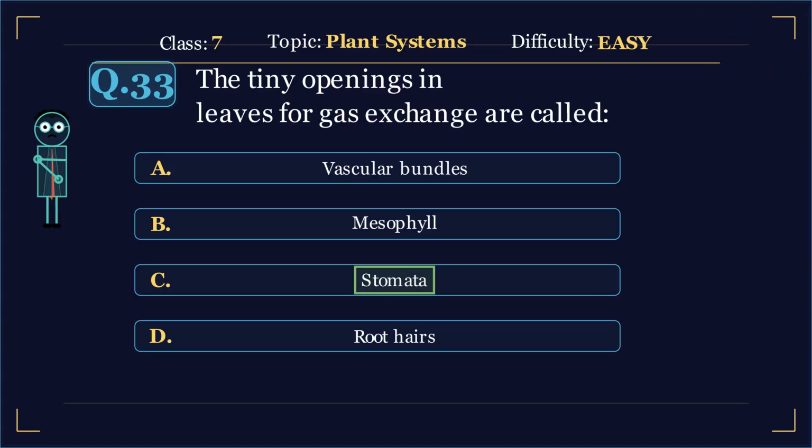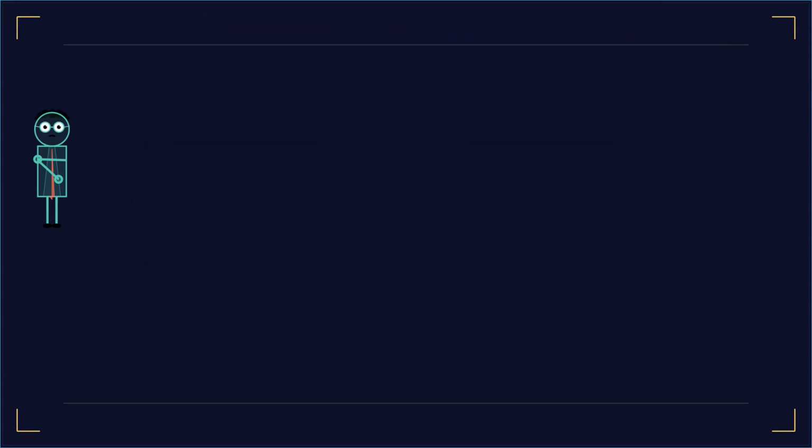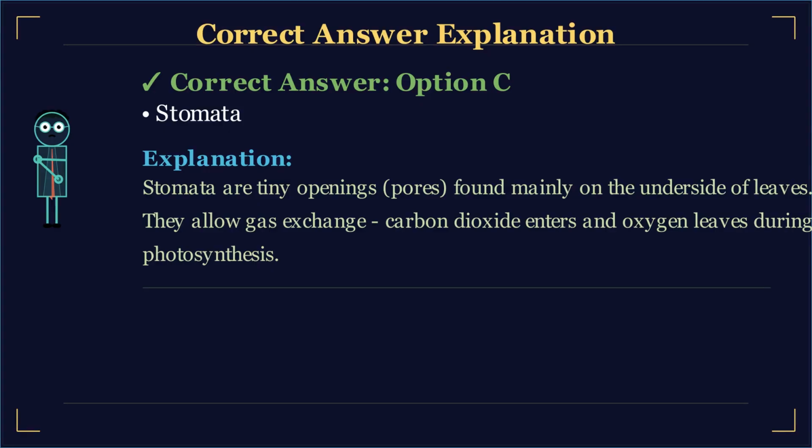The correct answer is option C. Here's the explanation for the correct answer. Stomata are tiny openings, pores, found mainly on the underside of leaves. They allow gas exchange. Carbon dioxide enters and oxygen leaves during photosynthesis.